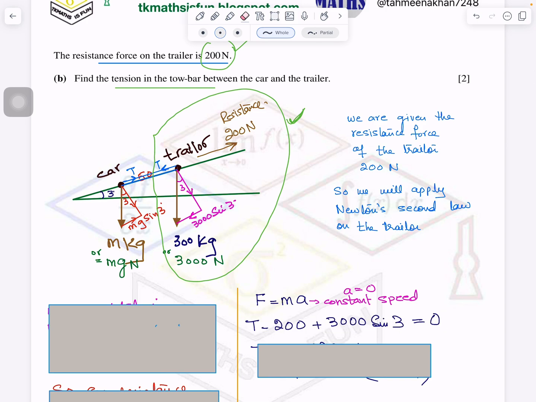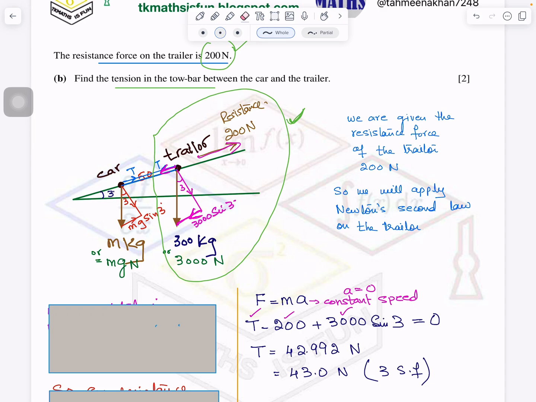So if you see in the diagram, this is your tension in this direction. The weight is also in this direction, and this is opposite direction. So I have written forward and forward in the plus, and minus is the backward force, is equals to A is equals to 0 because acceleration is 0. And then you simply solve the equation and you will get your tension in the tow bar in 3 significant figure.